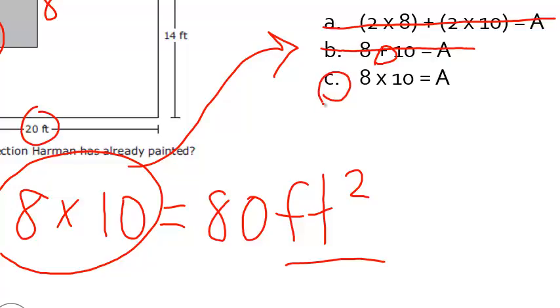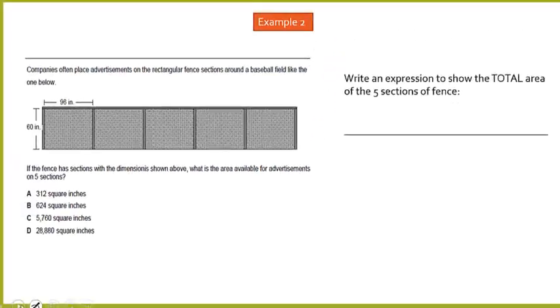I'm going to turn the page, and I'd like you to do this practice by yourself. Please press pause and look at your BFF in order to solve it. When you're ready, click play. Let's see how you did.